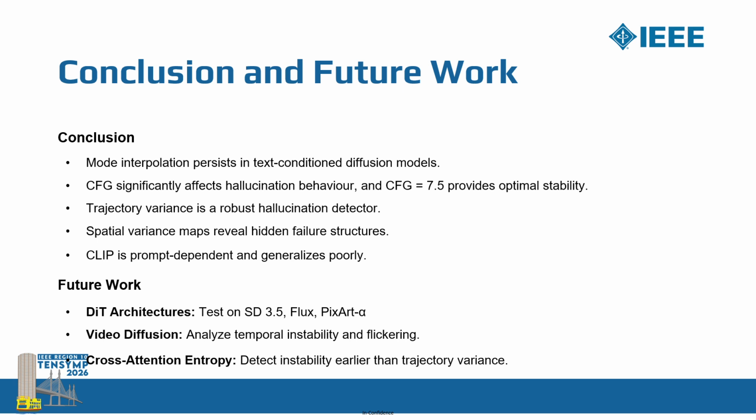For future work, we want to test this on newer diffusion transformer based architectures like Stable Diffusion 3.5 and FLUX, and extend the idea to video diffusion where instability might show up temporally as flickering, and explore cross-attention entropy as a signal that might predict instability even earlier than trajectory variance does.